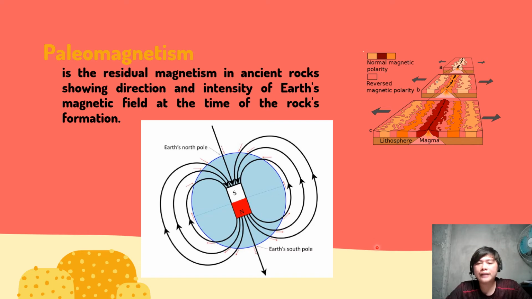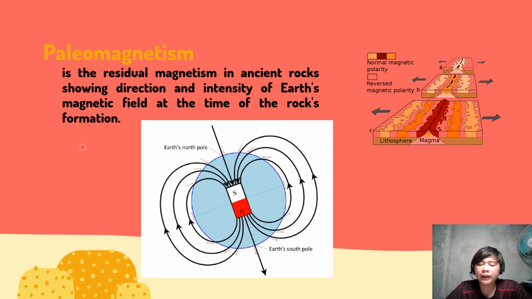Now, we are on the last main topic, which is paleomagnetism. It is the residual magnetism in ancient rocks, showing the direction and intensity of Earth's magnetic field at the time of the rock's formation. Although Alfred Wegener would not live to see it, his theory of continental drift would gradually gain acceptance within the scientific community as more evidence accumulated.